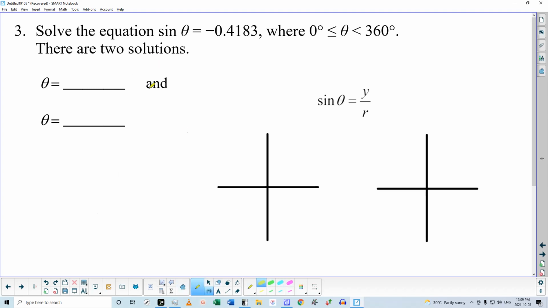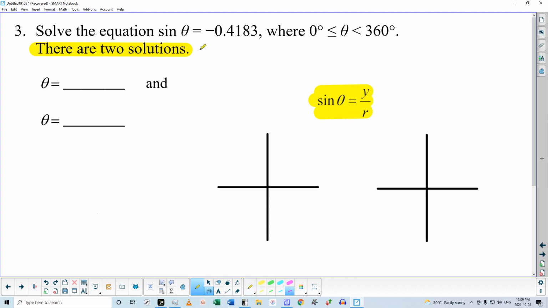Now, by the time we get to our exam, which will be on Tuesday, I would not give you this statement. You're expected to know how to figure out how many solutions there are going to be. And it has to do with whether the trigonometric ratio that you're working with is positive or negative. In this particular case, you're told sine of theta is equal to a negative number. Now, if you take a look at the definition, sine of theta is equal to y over r.